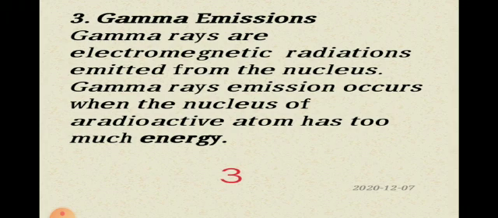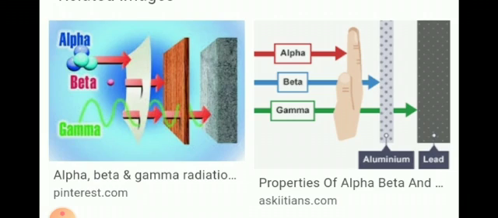Now we will discuss the relative ionizing abilities. The phenomenon by which the radiation can split matter into positive and negative ions is called ionization. All the three types of radiations, alpha, beta and gamma, have quite different ionizing abilities in air. Alpha particles ionize air much more strongly than beta and gamma radiations due to their large mass and charge. While the gamma radiation has the least ionizing ability as compared to alpha and beta radiations.